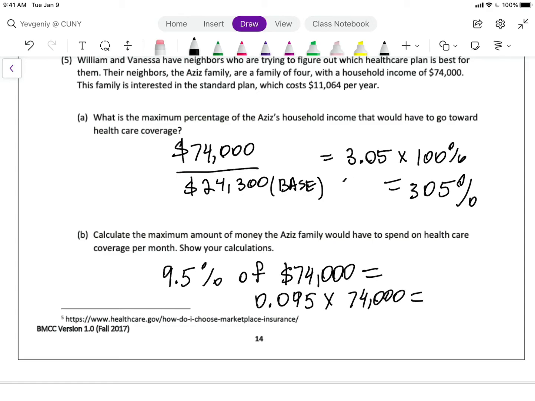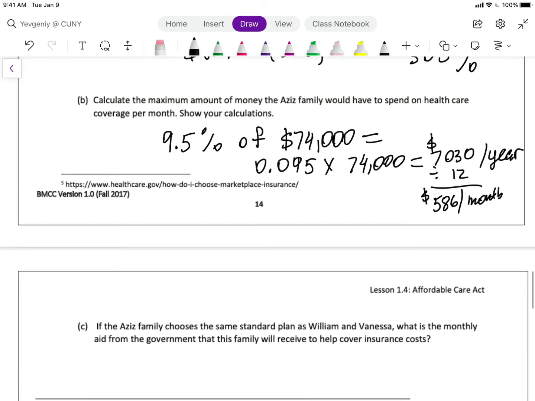We're going to take 0.095 and multiply by $74,000, and they need to pay $7,030 per year. That's their contribution. Divide this by 12 because the question is asking per month. For that same plan, this family ends up paying $586 per month. The rest will be covered by the government. It didn't ask us to calculate that.